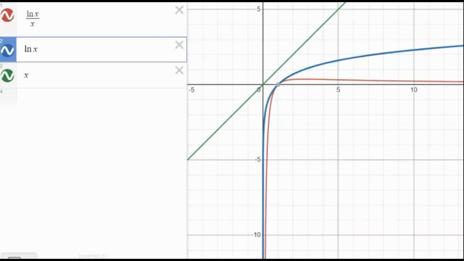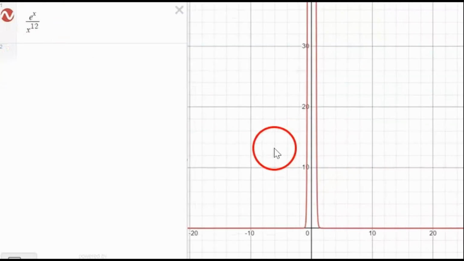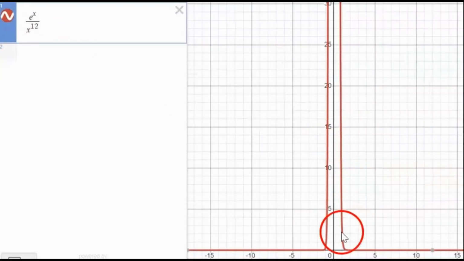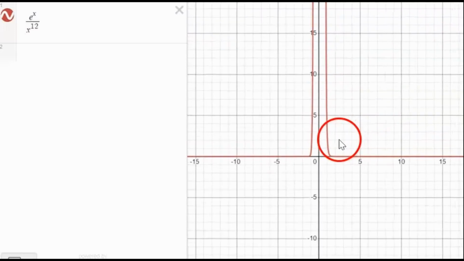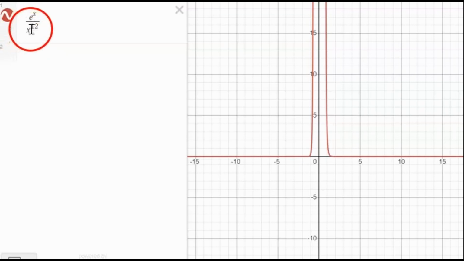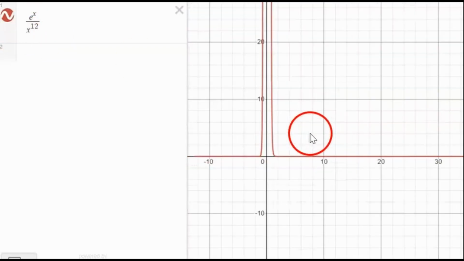And we can see that, again, have it graphed here for you. This is a really cool function if you look at it. So this is e to the x divided by x to the 12. And right at the origin here, we have an asymptote because we can't plug in 0 for x, because we'd have 0 in the denominator, which means the function would be undefined.